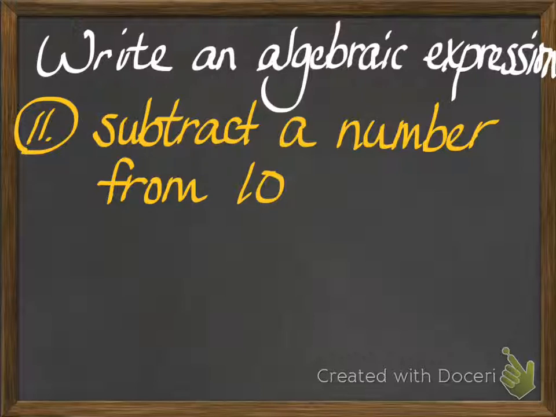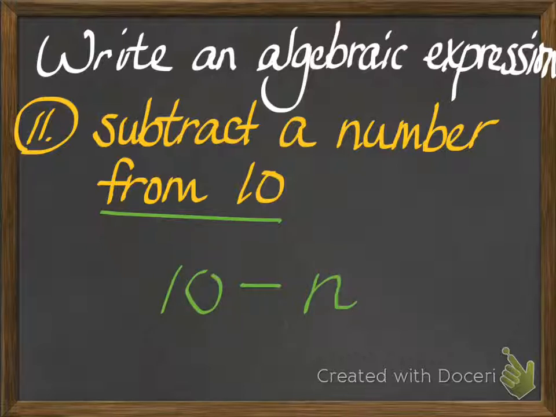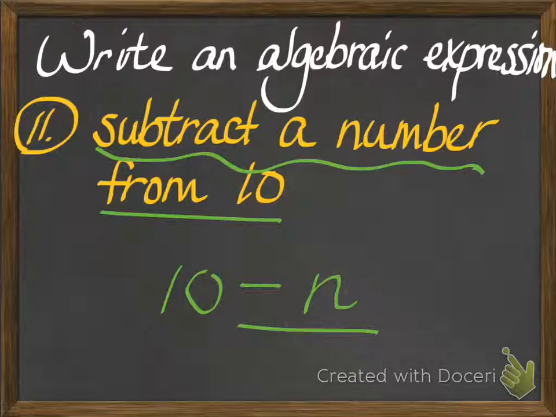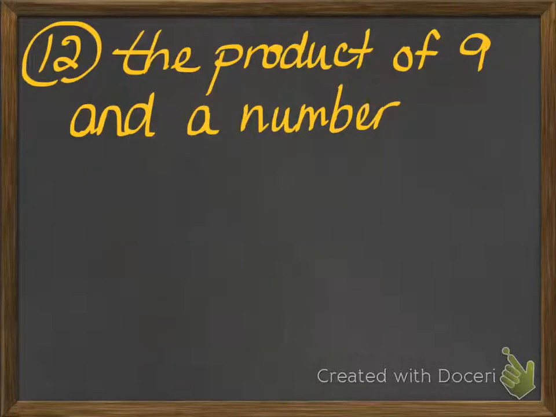Okay, so you would have a number from 10. From 10 means that you're subtracting a number from 10. So 10 is going to go in front and subtracting a number, so you could use a variable n. You could use any sort of variable. It doesn't have to be n, it could be any other letter, but it should look like 10 minus n. Okay, so this one is tricky. Remember, because you're subtracting a number, that tells you what's coming at the end, not what's coming at the beginning, even though it's the beginning of the sentence. Number 12, the product of a 9 and a number.